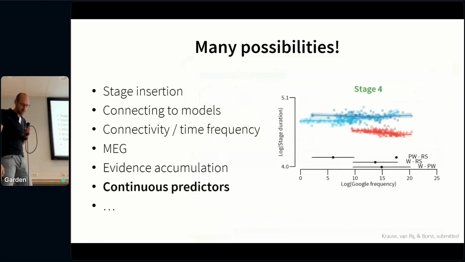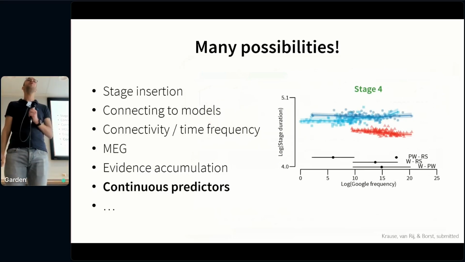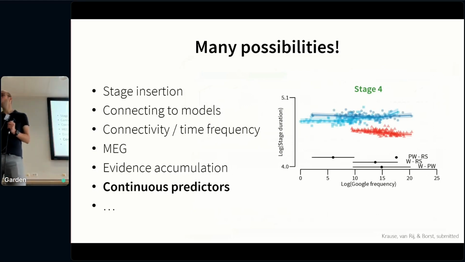You can look at continuous predictors. This is something one of my PhD students currently is looking on. He looked at word recognition. So this is a lexical decision task. You have to say whether something is a word or not. He looked at the frequency of the words, both of words and non-words. He used Google frequencies for that. So you type in a word on Google, you get a frequency, and you use that as the frequency also for non-words, which works surprisingly well to explain things.